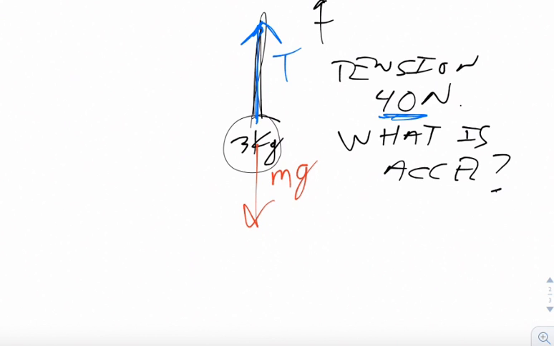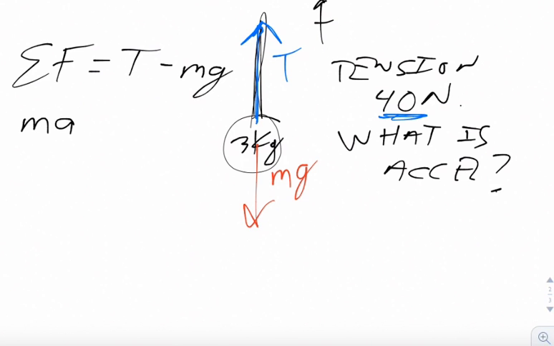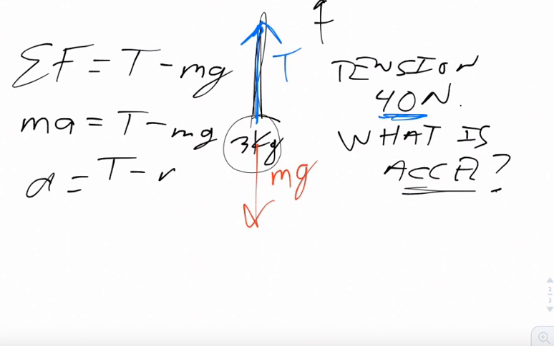All right, so now I'm ready to write an F-net statement again. And since I've chosen up as positive, it's going to look slightly different this time. Tension is going to be listed first in positive, and mg is in the negative direction, and so F-net equals T minus mg. Well, what does F-net equal? F-net equals ma, so I'm going to substitute that. T minus mg, and then I'm looking for acceleration, so I'm going to isolate acceleration by dividing both sides by the mass. So T minus mg, that whole quantity divided by the mass will give me the acceleration rate.